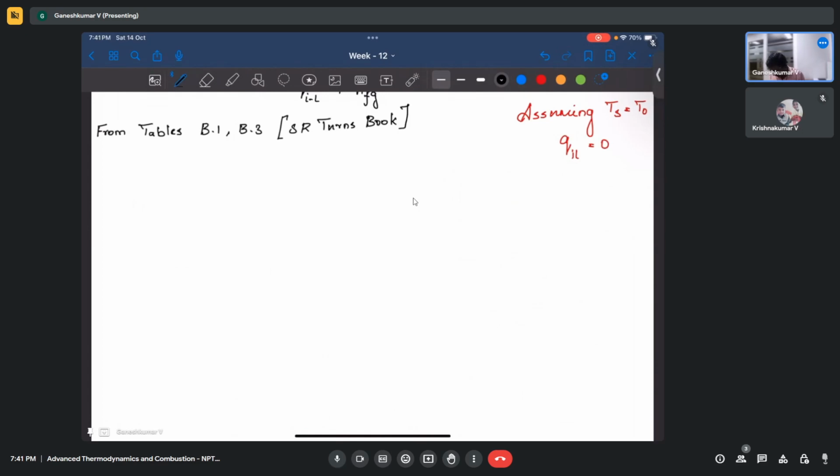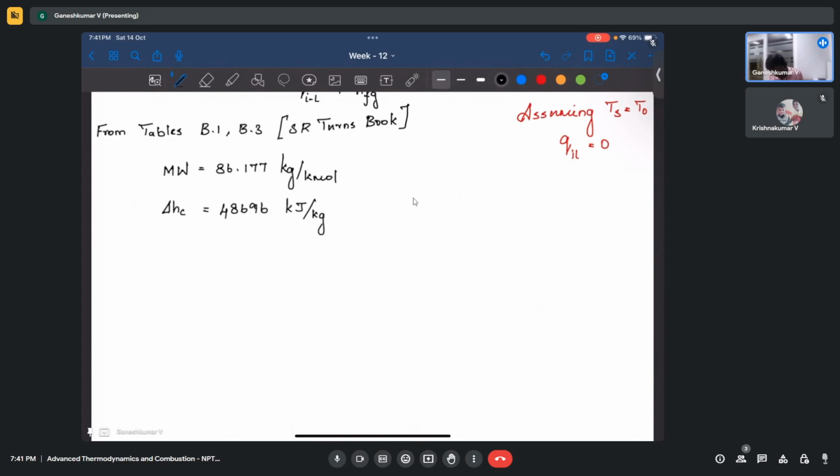And from B1 we get for N-hexane the molecular weight, which is 86.177 kg per kilomole. We also have delta HC, the heating value, which is 48696 kilojoules per kg.